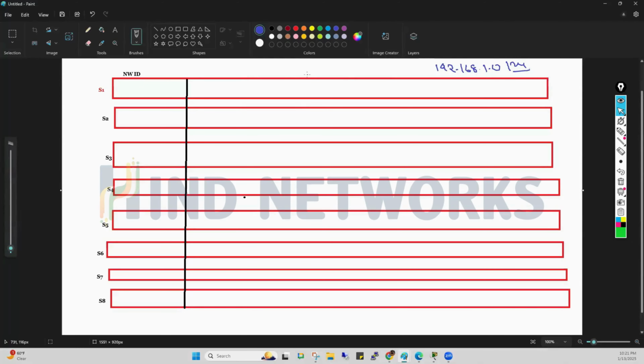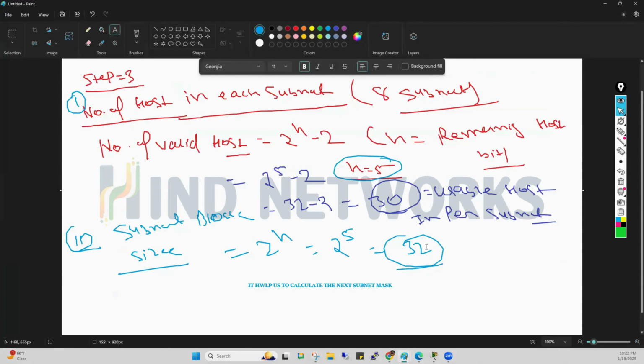Right? So what you need to do? You need to provide your manager the first network ID, 192.168.1.0. Now, you need to provide the second subnet. How do you calculate the second subnet? Just do one thing. What is the block size? The block size you get here is 32.